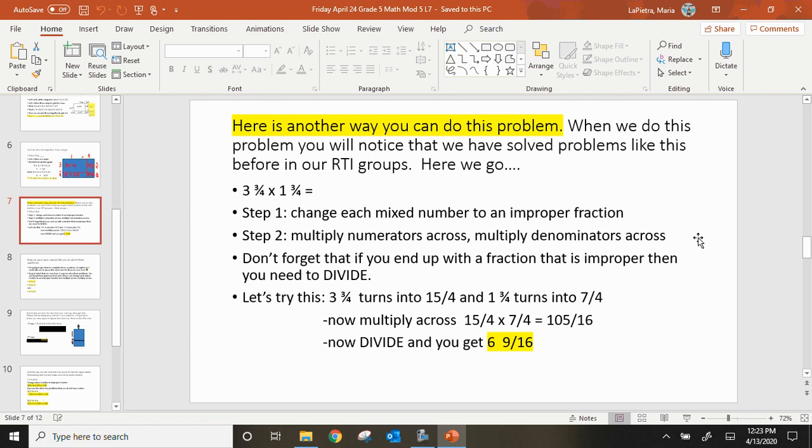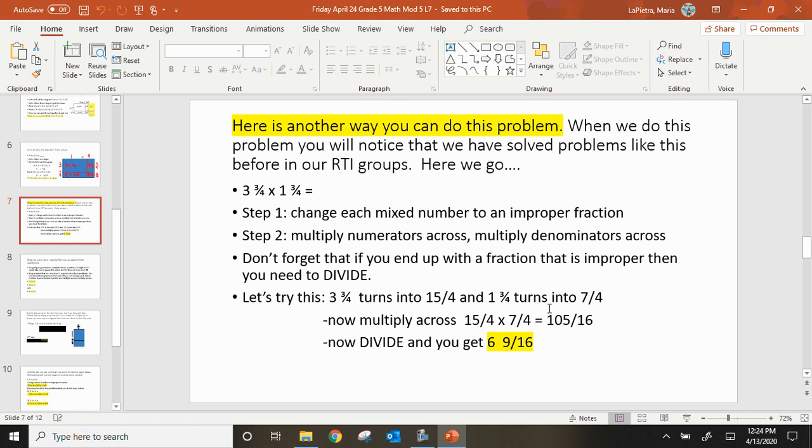So let's try this. 3 and 3/4 turns into 15/4. 3 times 4 is 12, plus 3 is 15/4. And 1 and 3/4 turns into 7/4, because 1 times 4 is 4, plus 3 is 7, and you put it over the same denominator, 7/4. Now we have 15/4 times 7/4. 15 times 7 is 105. 4 times 4 is 16.